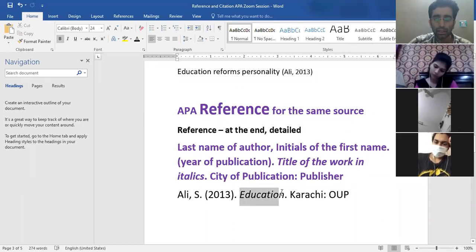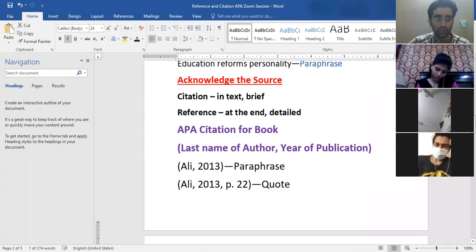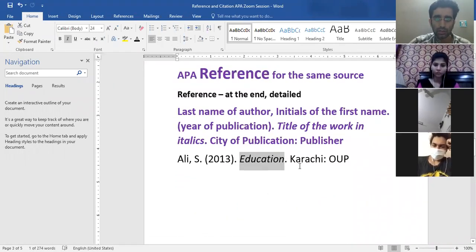Title of the work in italics. तो title उसका क्या था हमारे पास? जल्दी से देख लेते हैं. ये देखिए, education. देख रहे हैं? Title of the work, education. All this information you have taken note of in the very beginning. अब तो सिर्फ इसको use करके आप वो बना रहे हैं. So you put education, city of publication was Karachi. So that again was taken note of in the very beginning. Colon. So you can't say now कि आप colon की जगह full stop लगा दें, comma लगा दें. No, these are conventions. They have to be followed as it is.